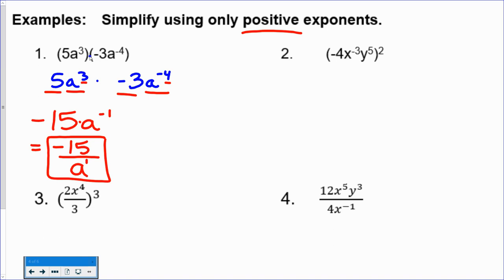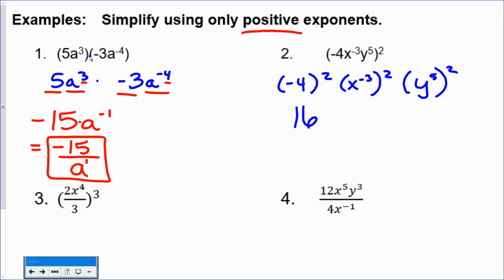Okay, number 2. I'm taking everything inside those parentheses and raising them to the second power. So you can write negative 4 squared, x to the negative third squared, y to the fifth squared. This is a step that you can skip if you're doing this in your head, that's fine. I just want to show you that every different number and variable is being raised to that power. So negative 4 squared would be a positive 16. X to the negative third, raised to the second, you are multiplying those exponents. And then I am also multiplying the exponents on y.